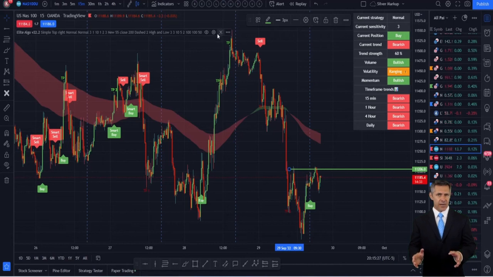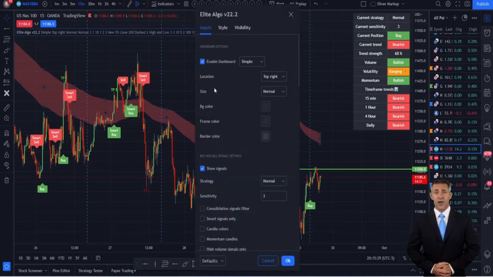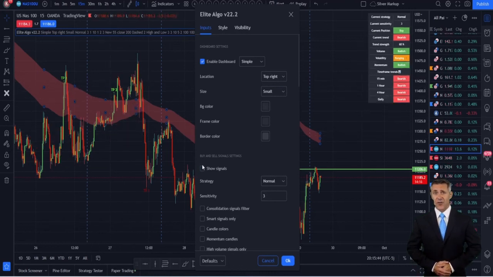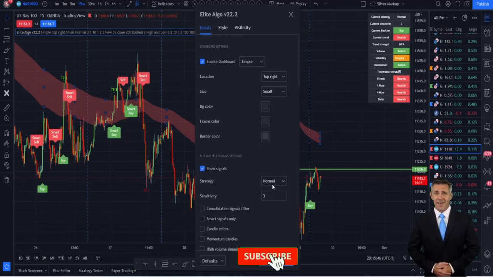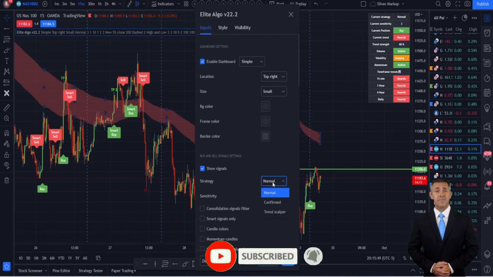So let's go to the next part of the Elite Algo system. We'll leave the dashboard on, we're just going to make it smaller. Obviously the show signals is going to make appear or disappear this smart sell, smart buy, all the buy signals. Definitely would always have that on. But here's what I like.